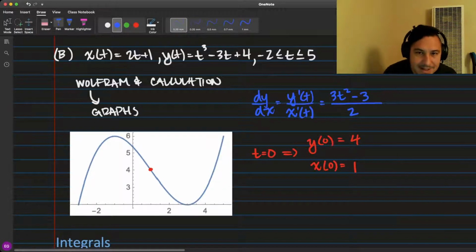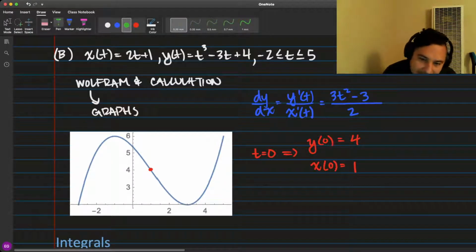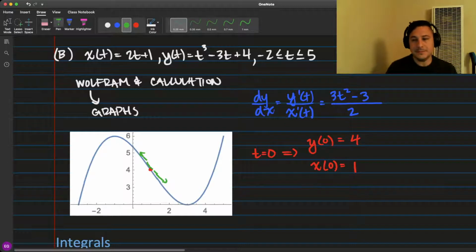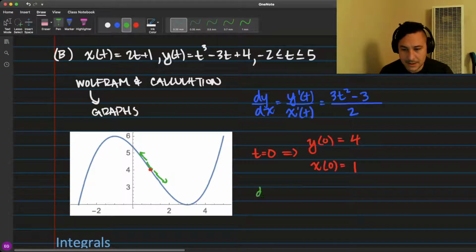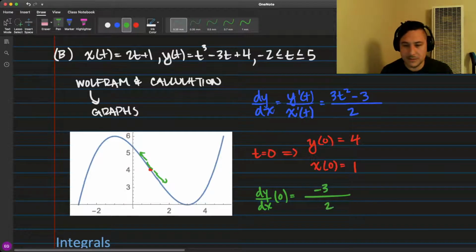So we want to find the slope of the tangent line going through that point. You can tell that it's negative, whatever it is. Okay, so let's plug that in. Into dy/dx, we will plug in 0, which gives you negative 3 over 2. Boom, there's the slope of the tangent line.